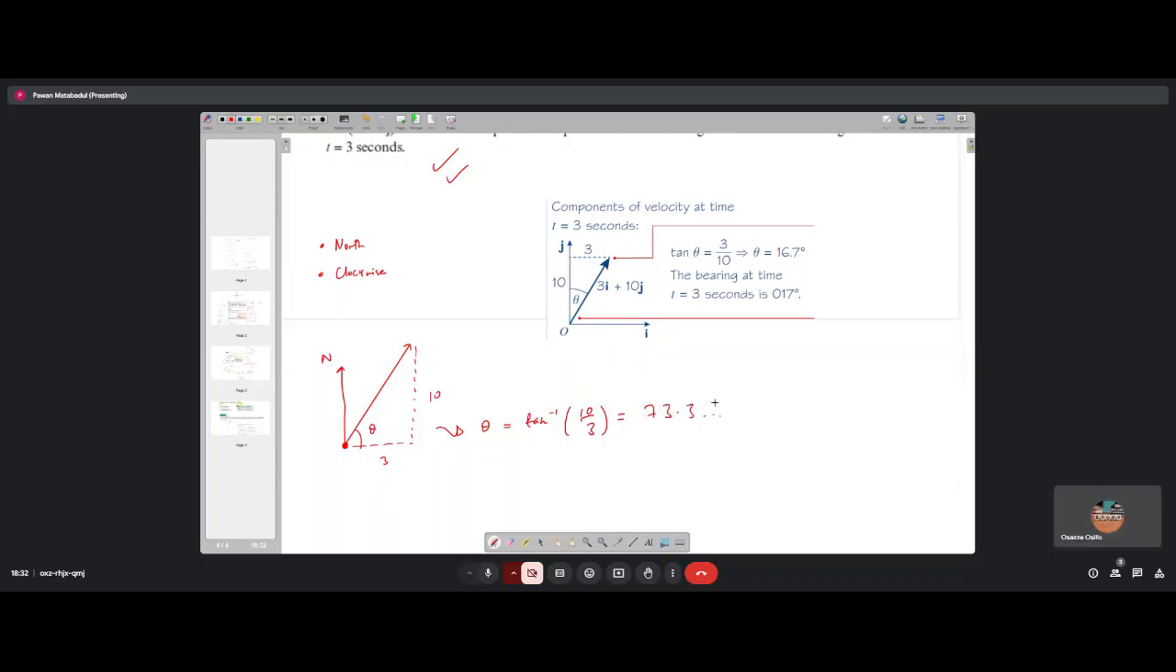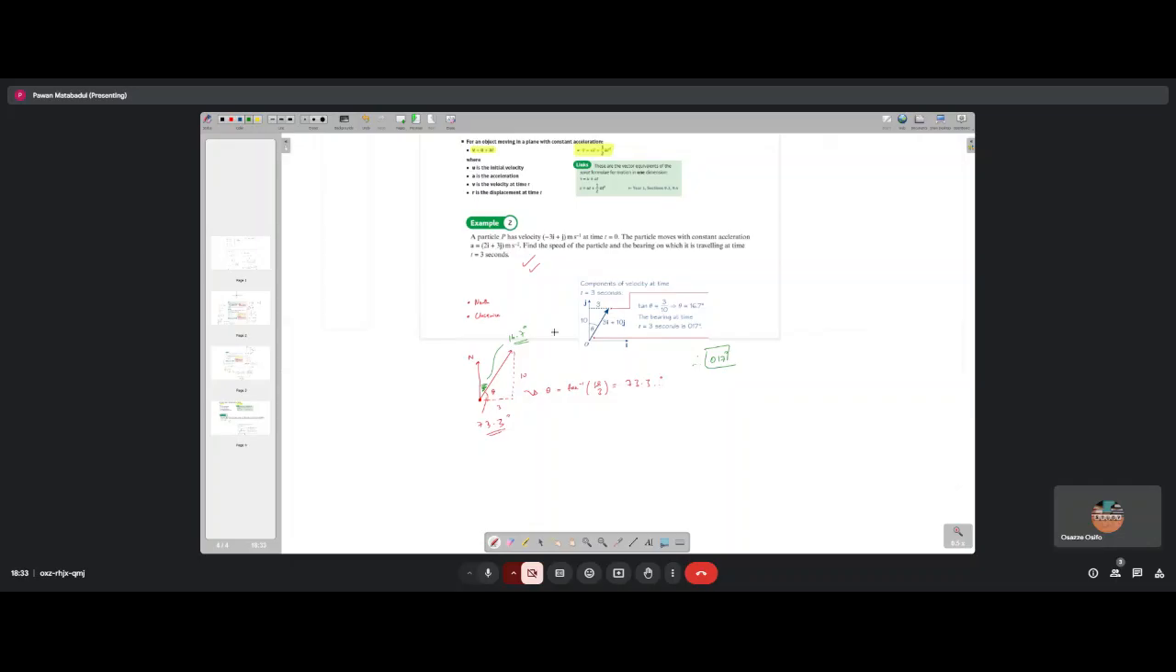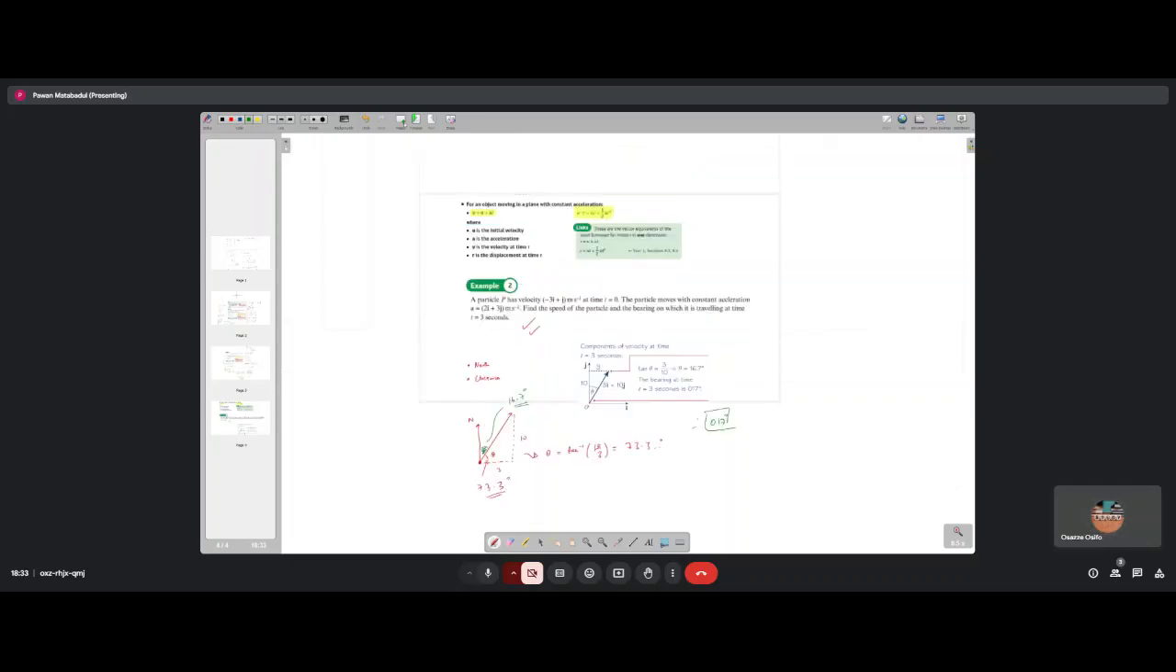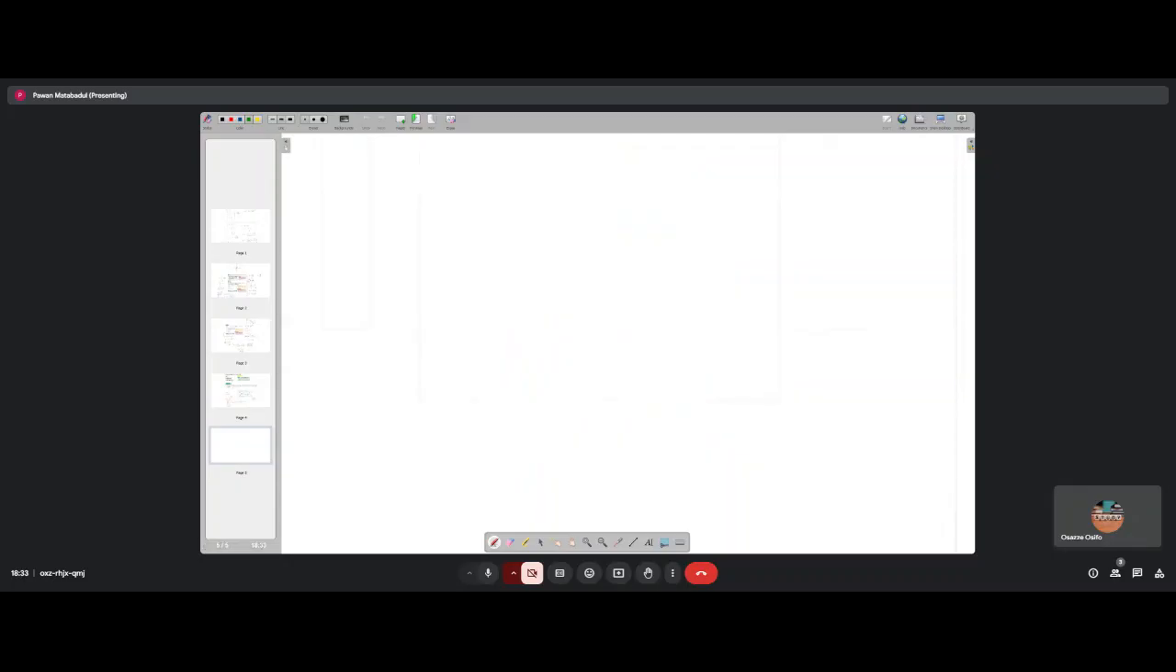73.3-ish, I think. And then if you get this to be 73.3, then you can just find out that the bearing, or this angle here, would just be 16.7. So then therefore the bearing will be 17 degrees. Does that make sense? That's basically the way you should approach that. Okay, do you have any questions? It looks like you always rounded to the nearest integer, yeah.